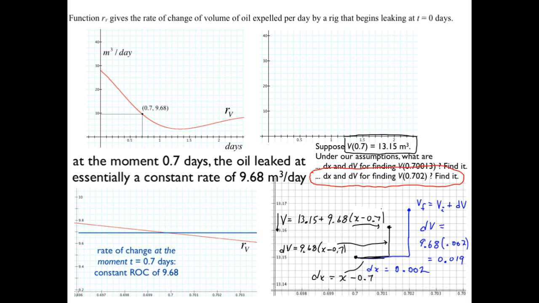So there we go. Now we've got a representation of every point in that moment, which is a lot faster to draw with a continuous line, right? But we know what it means. We got an infinite number of points that were generated as x went from 0.7 to 0.702. And all those points can be represented as v equals 13.15 plus 9.68 times x minus 0.7.